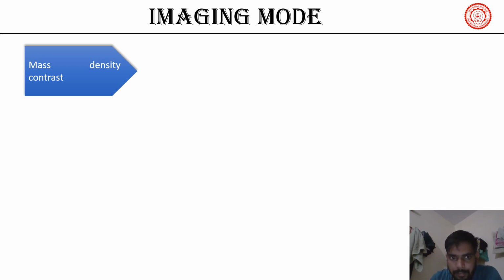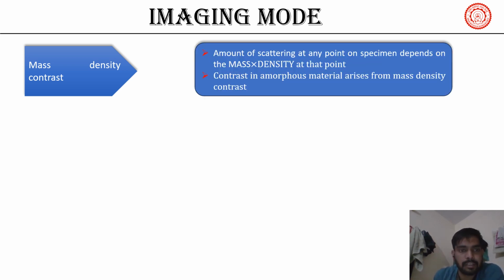There are many methods through which we generate contrast in the image in the TEM. The first one is mass density contrast, the second one is diffraction contrast, and the third one is phase contrast. We will discuss all these types of contrast one by one. First is mass density contrast. In density contrast, the amount of scattering at any point on a specimen depends on the mass and density product at that point.